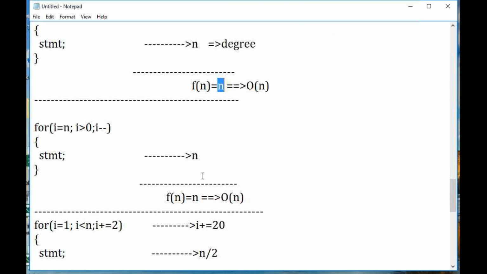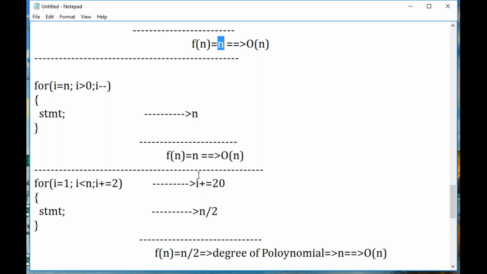Order of n. If you're going to increment by 2 or increment by 20, whatever it is, you're going to have n by 2 or n by 20 as your value, right? So we are not supposed to consider this constant value in a degree of polynomial. So we'll have only order of n.